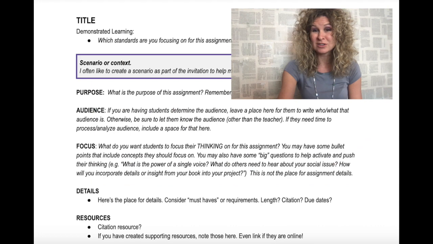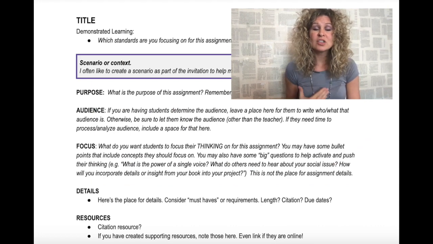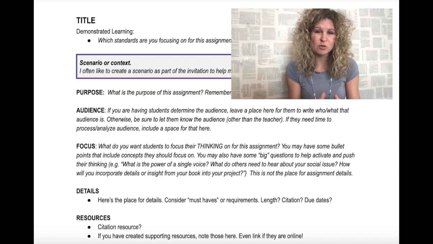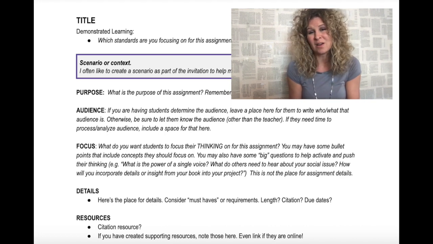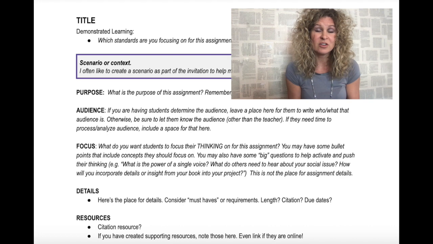So, if you take a look here at the template, you're going to see that we're going to start with those standards, and I think just the process of me as a teacher going through and writing this template is really helpful for me just to make sure that I'm focusing on the things that I actually think are the most important. So focusing on those skills through the standards is really important.